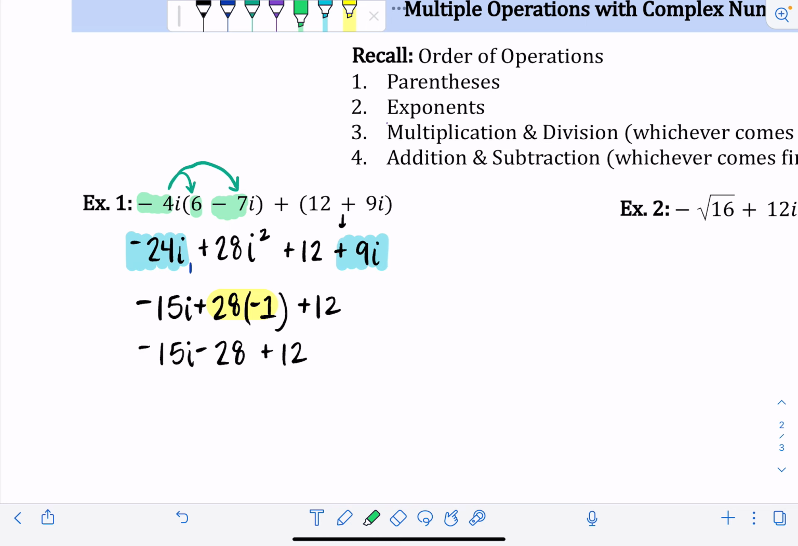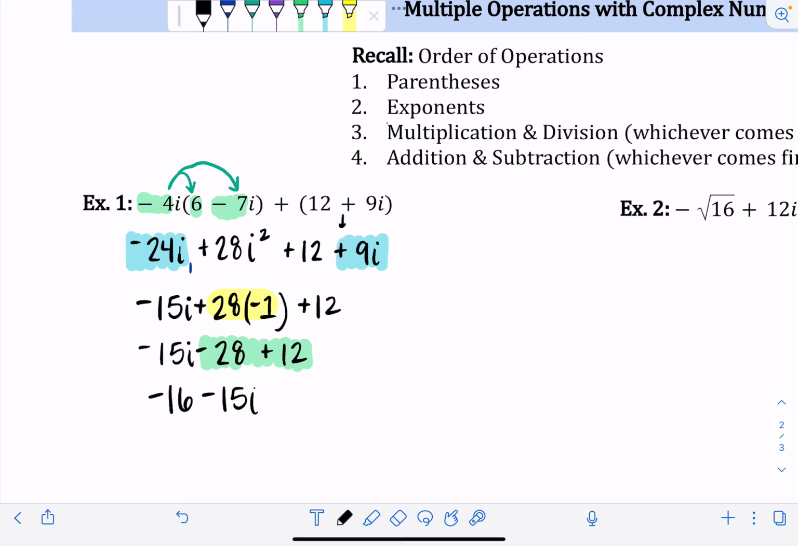Okay, and then now we have a couple more like terms. We have negative 28 and positive 12, which together is negative 16. And I want to write the real part first, so I'm going to put that negative 16 part first. So negative 16. And then after that, minus 15i.